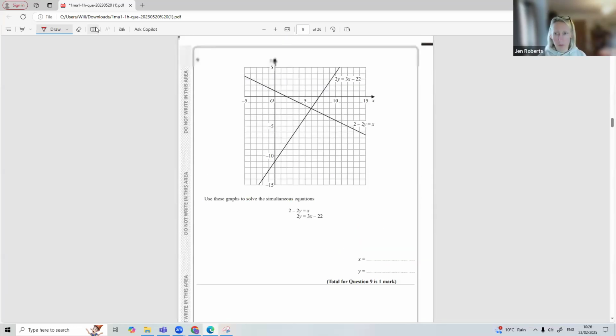Use the graph to solve these simultaneous equations. So what's the value of x and what's the value of y? It's where they cross, isn't it? Because they're the same here. X is 6, y is minus 2. So you just read off your x value and your y value from your graph.